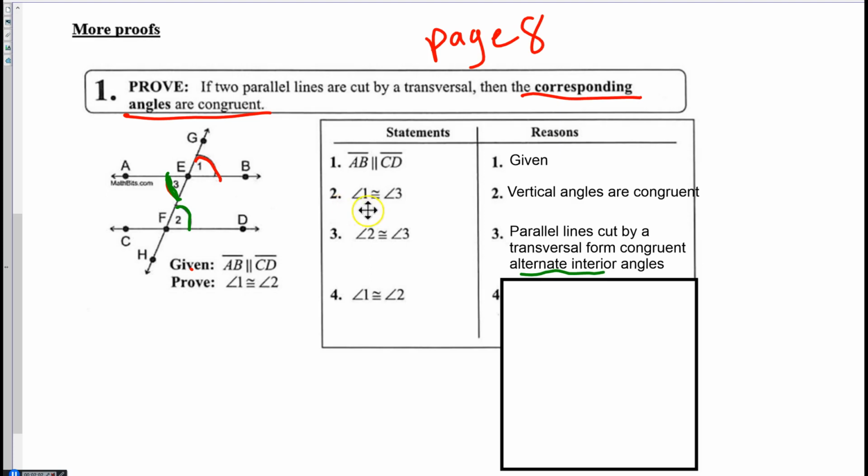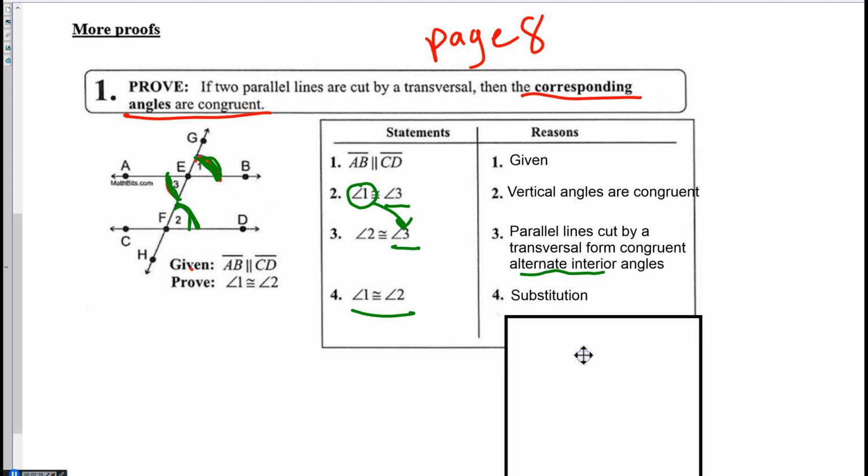So now if 1 is equal to 3, and 2 is also equal to 3, then I can just substitute this value for 1 right in there to say that angle 1, this angle right up here, is congruent to angle 2, which are those corresponding angles, which is what I wanted to prove. And the reason we could do that is just by the substitution property of equality.